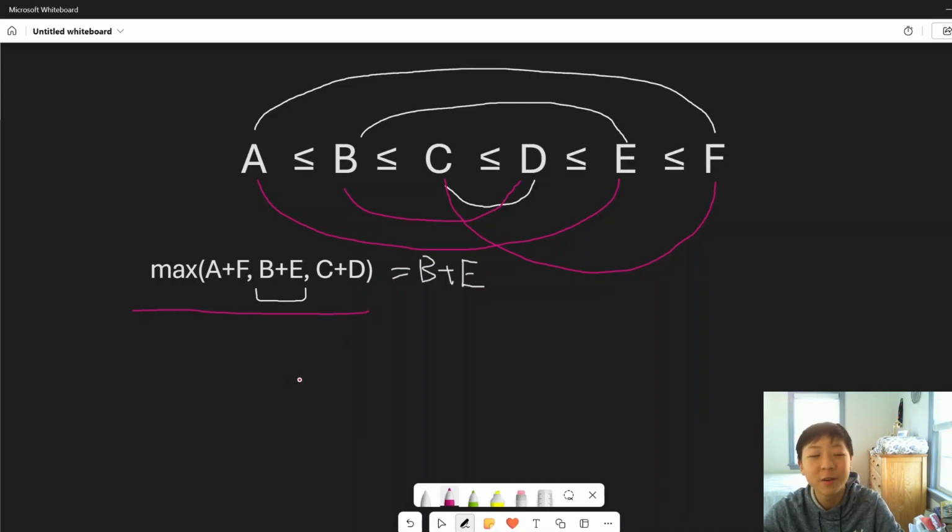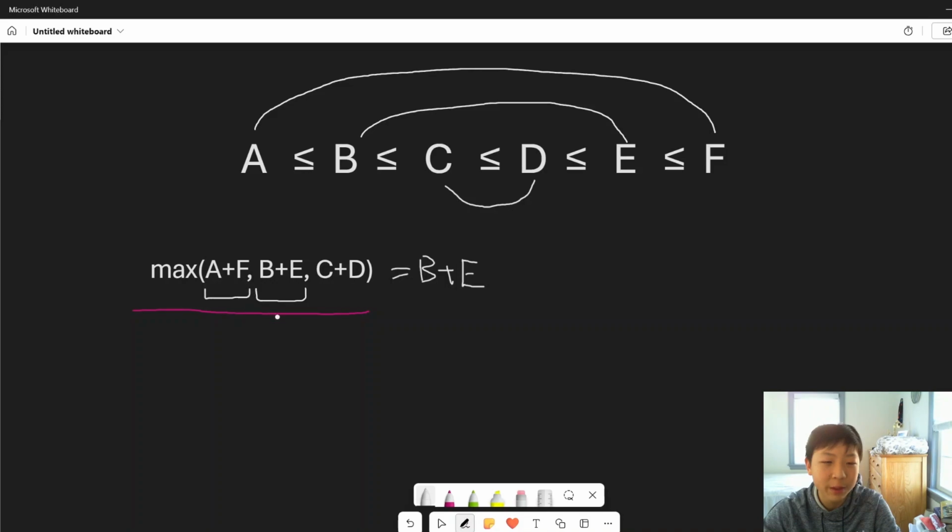And it turns out that there are no better solutions of pairings unless we pair B and E together, just like we have in this solution. And you can try to prove it to yourself by assuming that A plus F is the biggest or C plus D is the biggest, but you're not going to get a better solution than just pairing the outer layers like this.